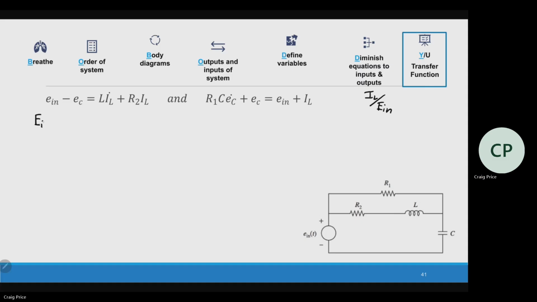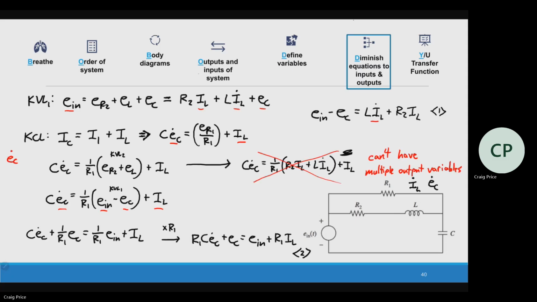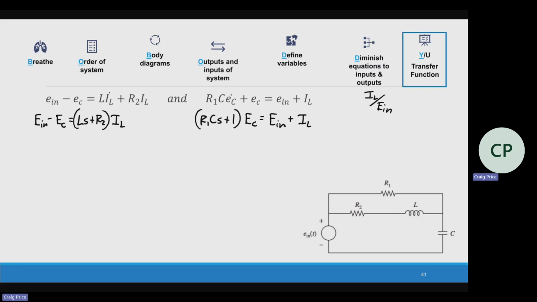So we have En minus EC is equal to LS plus R2 times IL. We can do the same thing for both of them. We change the dots to S's, and I like to capitalize it just to show we're now in the S domain. Wait, I messed up somewhere. It should be R1.